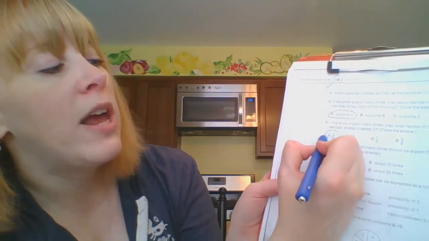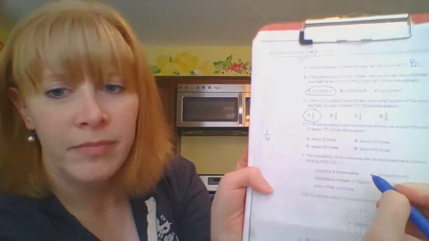If your arrow is spun many times, then what fraction of the spins are likely to stop in sector C? 1/6 of the time, 1/3 of the time, 1/2 of the time, 5/6 of the time. Remember, the denominator is how many sectors it's cut into. And the numerator is how many pieces have that outcome. So how many C's were there? There was 1 C. So 1 out of 6 sectors have C on it. It has a 1/6 probability of being spun.